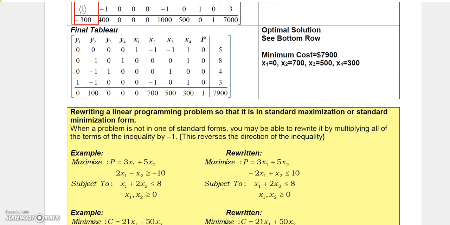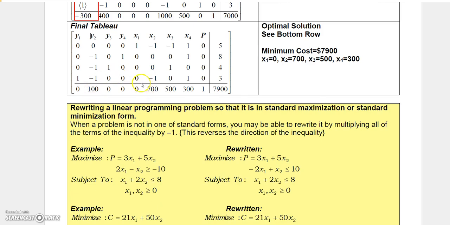Finally, I get my final tableau here. And notice at the bottom of the x1 column I have a 0. The bottom of the x2 column I have 700. The bottom of the x3 column I have 500. The bottom of the x4 column I have 300. And p is 7,900. Well, then that means that my solution for the original problem must mean that the minimum cost is 7,900, and I've already given you the values for x1 through x4. So there you have the solution to the problem.